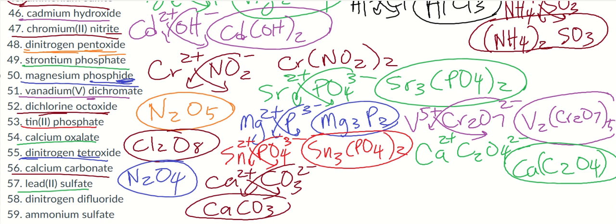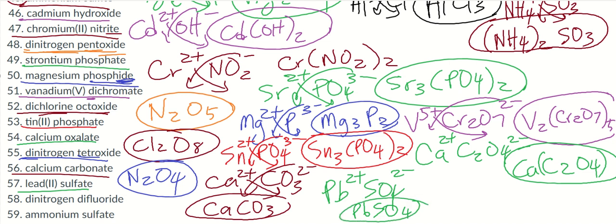Okay. Lead is Pb, 2 positive. Sulfate is SO4, 2 negative. Crisscross, they're going to cancel out too, which is going to be PbSO4.